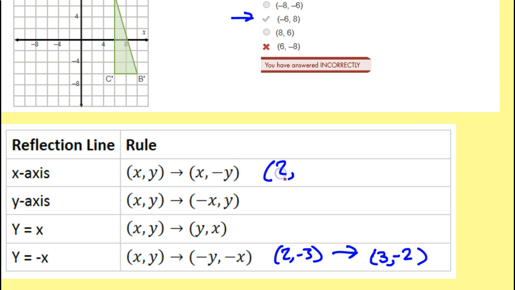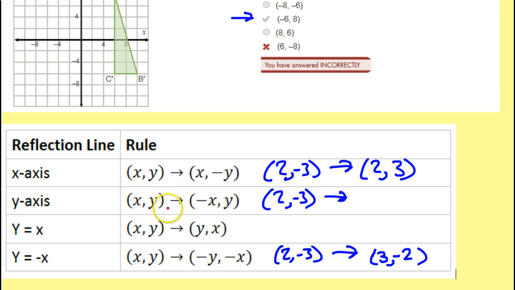Okay. If I did the x-axis, this means they don't switch sides, but the y value changes signs. So the 2 would stay the same, because that's the x, but the y would change signs, so it'll become a positive 3, since it used to be a negative 3. And let's see, the y-axis, 2 comma negative 3. Again, this rule means don't switch them around, just change the sign of the x value. So this would become a negative 2. The negative 3 would just stay a negative 3.